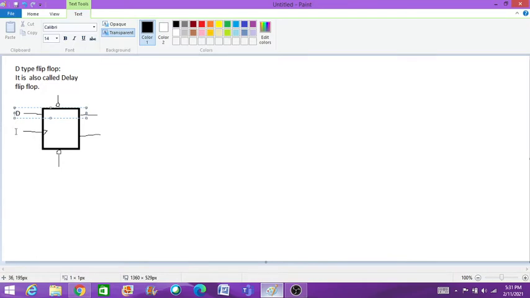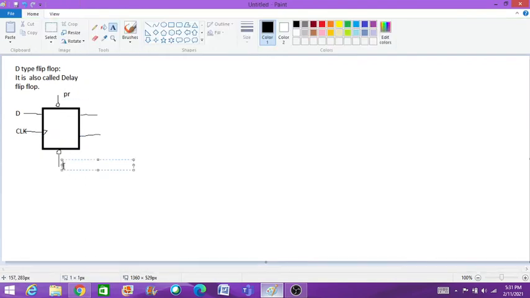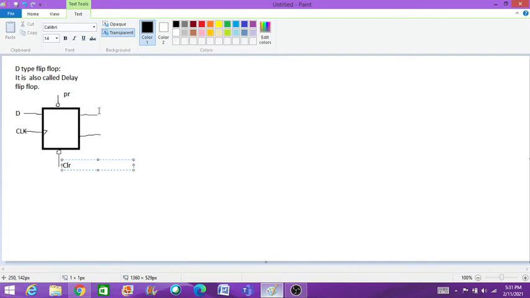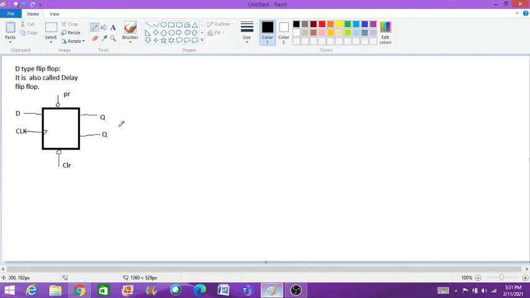So here it is D, clock, preset and clear. This is Q and this is the complement port Q bar. This is how we represent this flip-flop, and you can simply choose a JK flip-flop or SR flip-flop. And to convert this flip-flop into D, both inputs are connected to the same input.